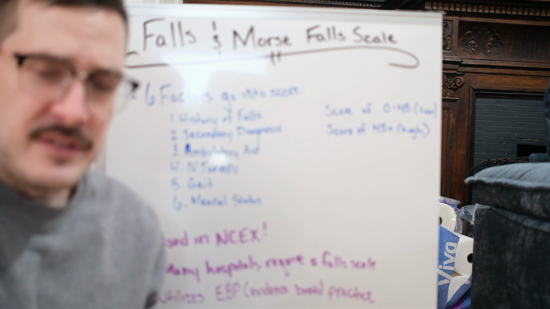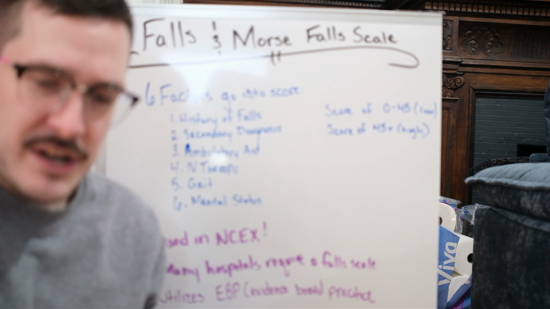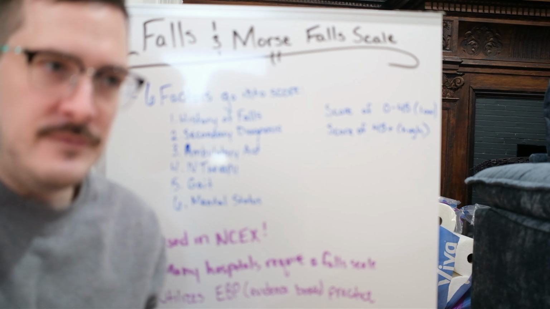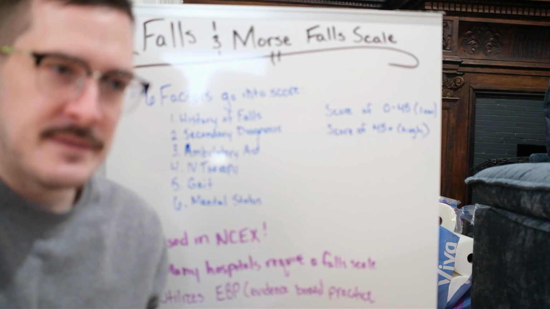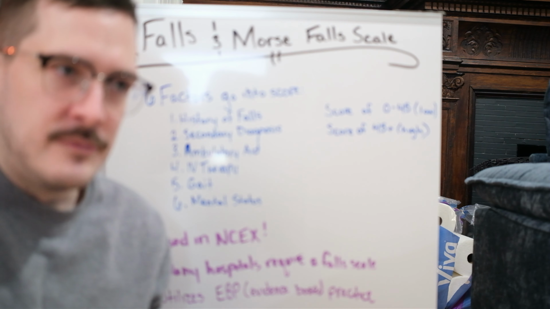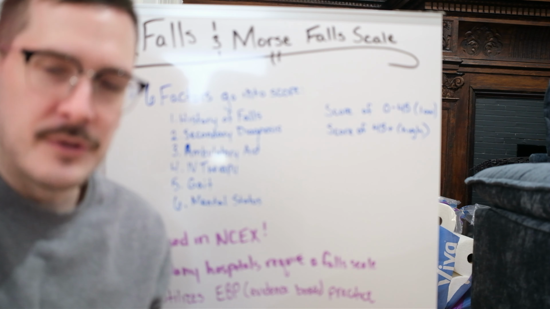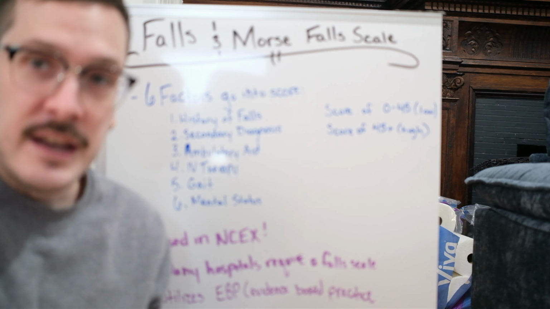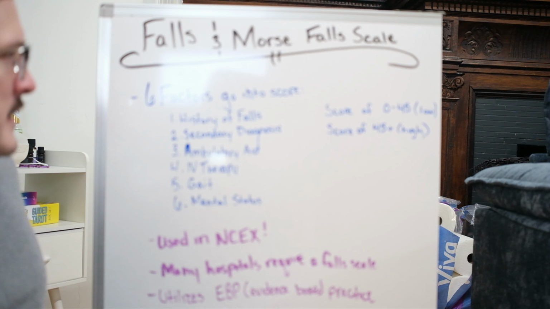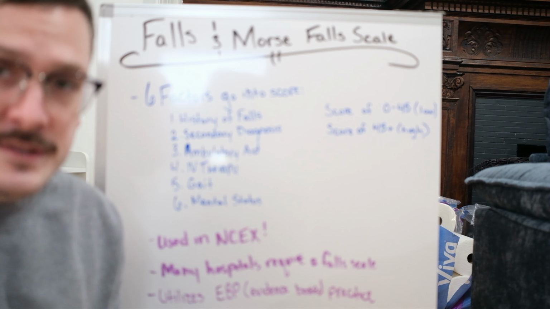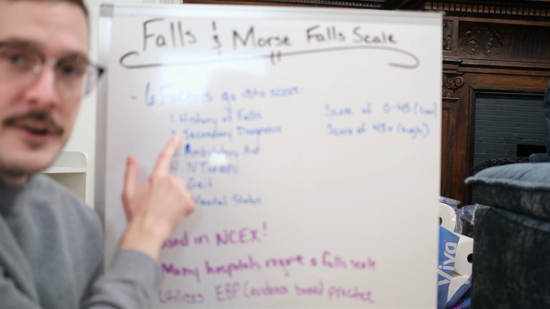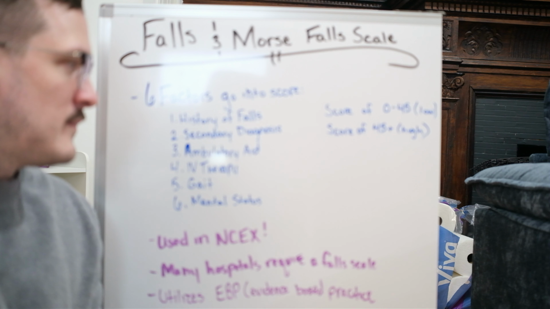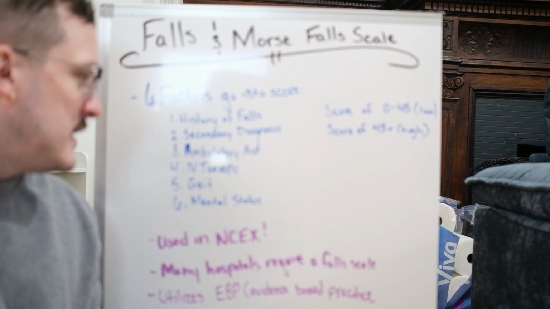Basically, the Morse Fall Scale is an evidence-based practice tool that is utilized in most hospitals. It is a 6-factor score, and scores of 0 to 45 are a low fall risk, and scores of 45 plus are a high fall risk. The 6 factors that go into the score are history of falls, secondary diagnosis, ambulatory aid, IV therapy, gait, and mental status.